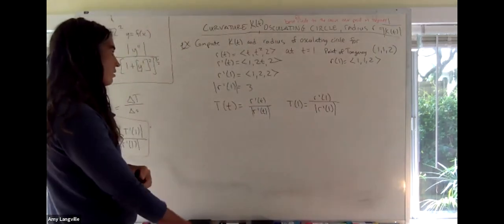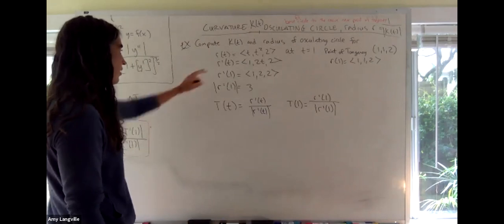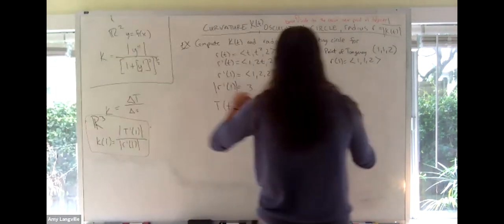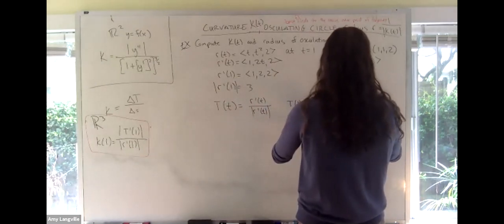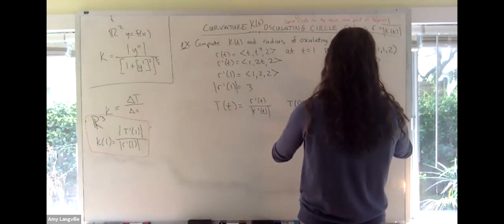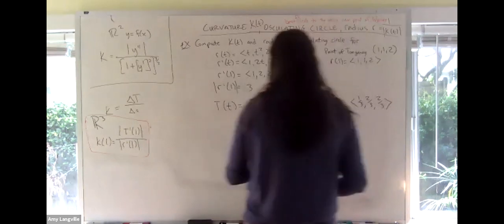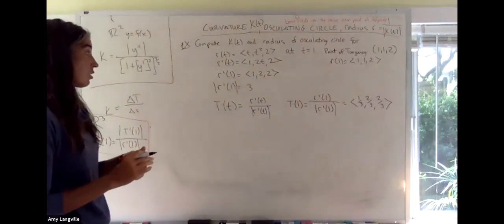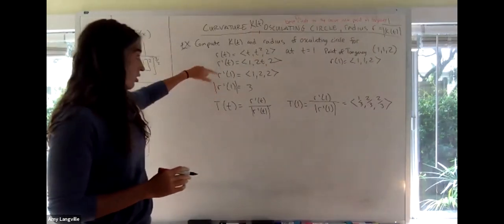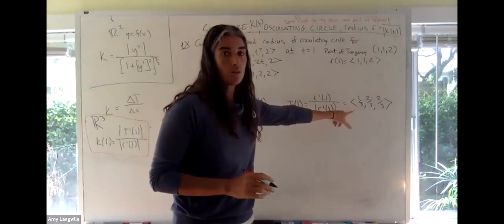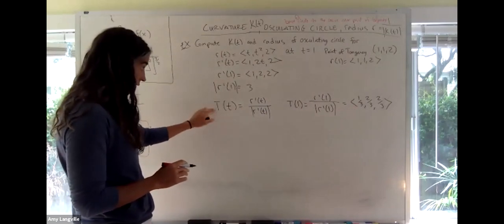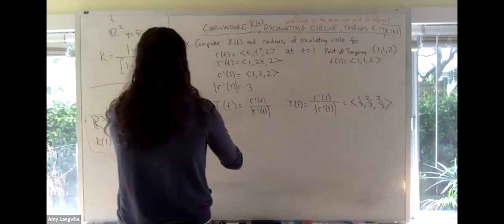And so we get this vector divided by 3. So 1/3, 2/3, 2/3. That is the direction of motion normalized to have length 1. And now we need to take the derivative of this at any t.